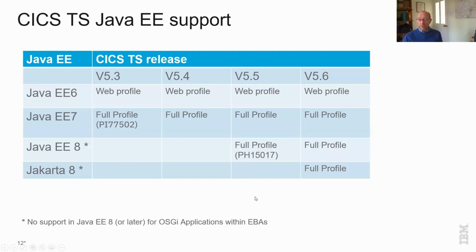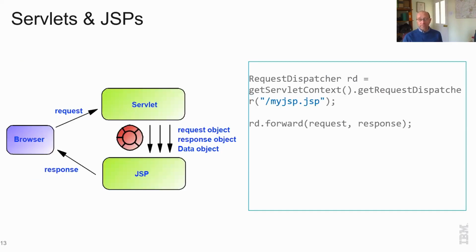So we support these OSGi applications in Liberty. However, Liberty does not support that in Java EE 8 or later. You can still use OSGi packaged applications in a CICS OSGi JVM server, and that's fully supported, remains supported. It has just fallen out of support in the Java EE environment. And we see most applications using WARs, which are the non-OSGi packaged way of deploying applications with Java EE.